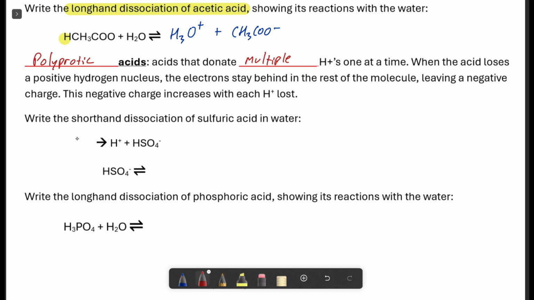SO4. SO4 is the polyatomic ion that it's based off of. Do you know what charge it has? 2 negative. So how many H's do I need? 2. H2. Rogan, did you have a question?